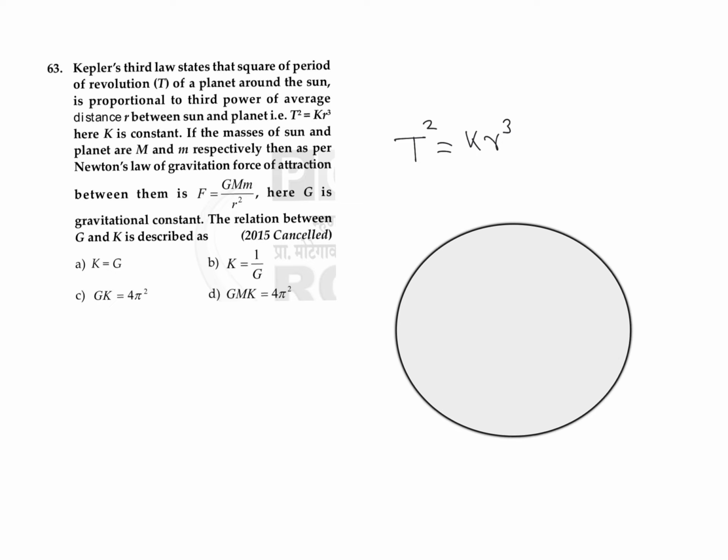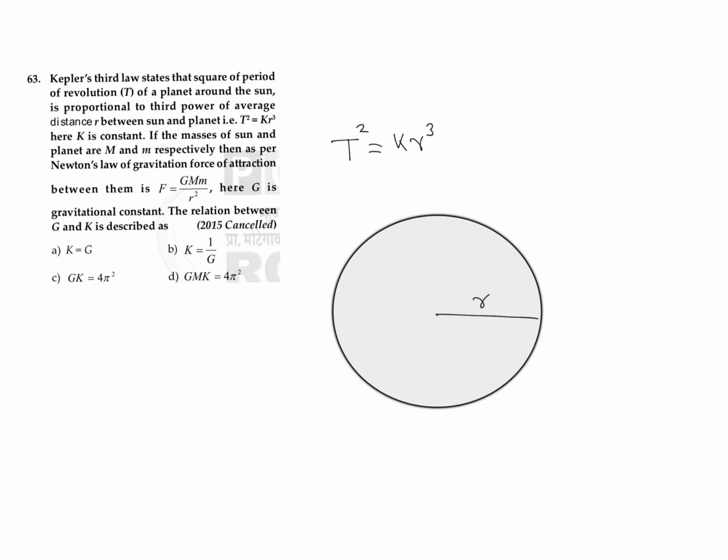The value of T square is given as nothing but a constant k into r cube. So we can find out the value of k, and then the relation between G and k. When a planet is moving around the sun, we can assume it is moving in a circular path of radius r, and the force acting on the planet is the force exerted by the sun on the planet.